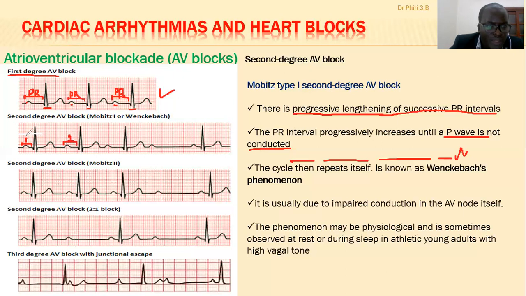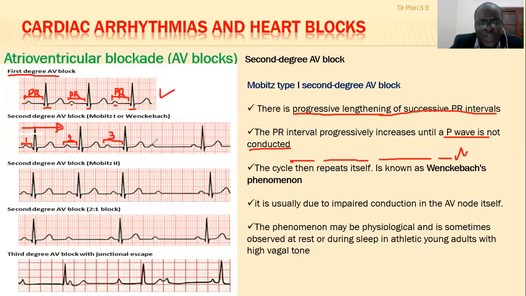So the first PR interval is shorter compared to the second PR interval, which is shown here. Then the third one, you can see starting from here, the beginning of the P wave to the start of the QRS complex. So the third one is even longer than the second one. So there is a progressive increase in PR interval.